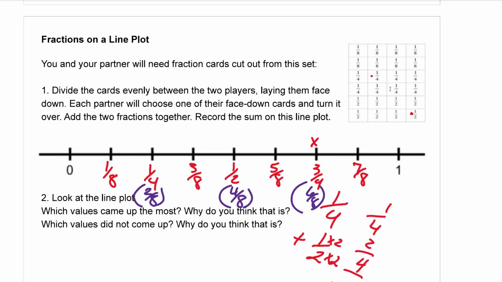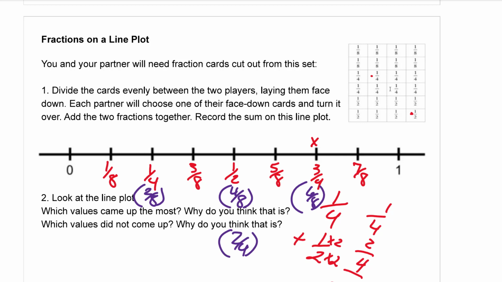Oh, I want to add something though before you keep going. 7/8, and then 1/2. This could also be 2/4. 1/2 could also be 2/4, if they had two cards that say a fourth and a fourth. Okay, so good call, Mr. Schmidt. We're just here looking at equivalent fractions, guys. So if you ended up with 2/4, you would put an X above the 1/2 mark.